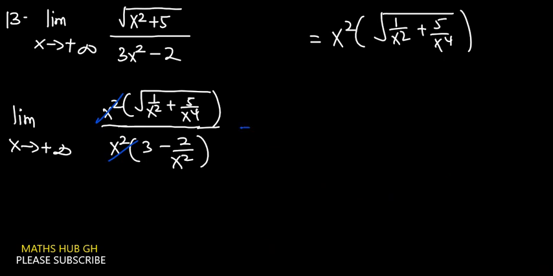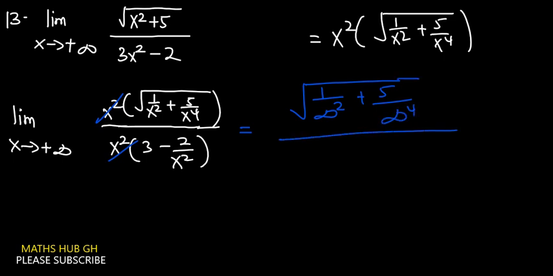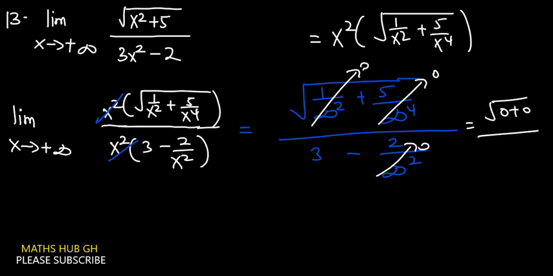Okay, so doing the direct substitution, you're going to have the square root of 1 over infinity squared plus 5 over infinity to the power 4, divided by 3 minus 2 over infinity squared. This is what you're going to have. You see that this value will approach 0, this will also approach 0, and this will also approach 0. So we are going to have the square root of 0 plus 0 divided by 3 minus 0, which will give us an answer of what? 0. That will be our answer.